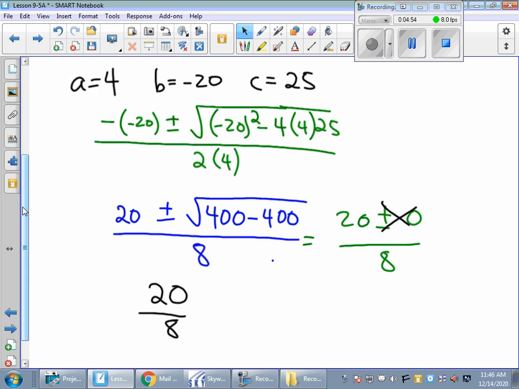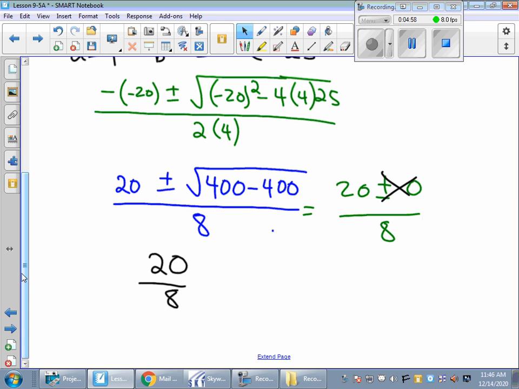So when you have 20 divided by 8, you end up with 2.5 as a decimal. And if you were wondering, is there two solutions? Yes, but they're both the same. Both are the same. Okay?